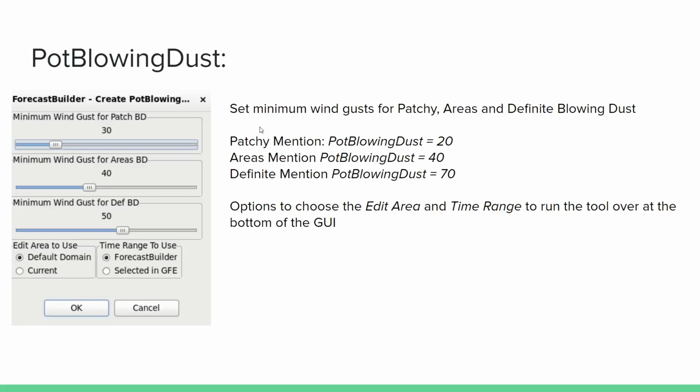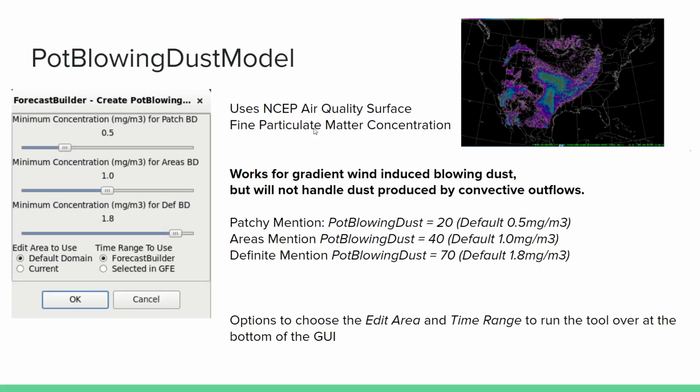Pot blowing dust, this is the simple minimum wind gust tools, which just sets the minimum wind gust for patchy, areas, and definite blowing dust. There's blowing dust model, which uses the NSIP air quality surface fine particulate matter concentration. This works well for gradient wind-induced blowing dust, but does not handle that dust that's produced by convective outflows. And the ForecastBuilder team is working on that and is aware of that.